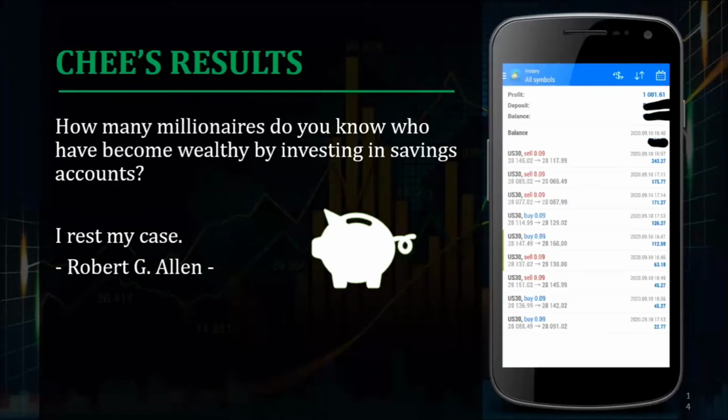US 30, they have a bigger spread. It's more volatile, but it's higher risk and definitely higher reward. So in this case here, for example, I did a sell trade and did 0.09, which we know is 90 cents. And I made like $243, right? And then the next one I made like 175, then 171, all off of 90 cents, okay?